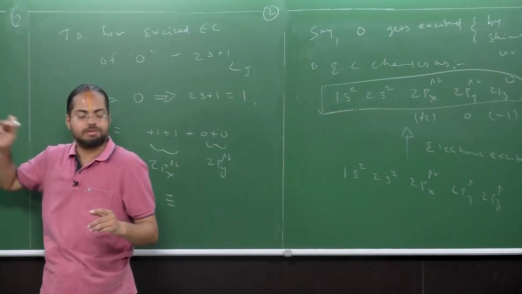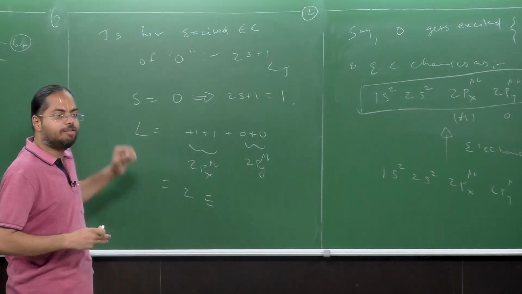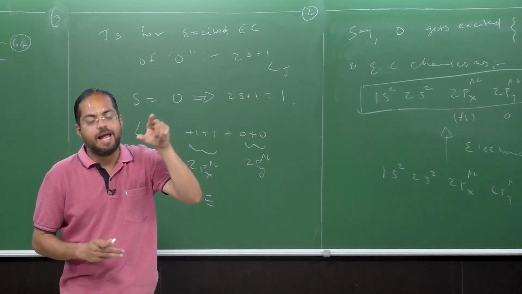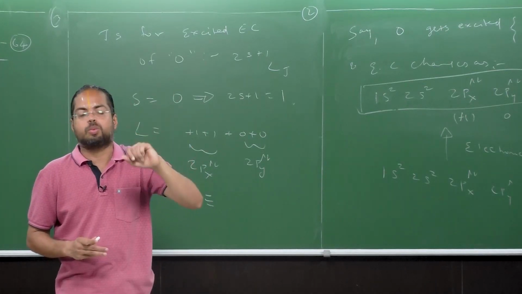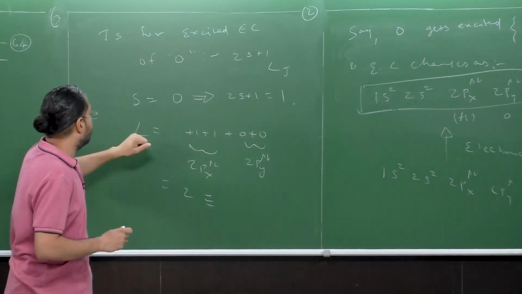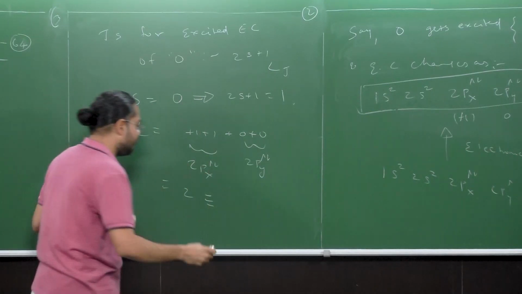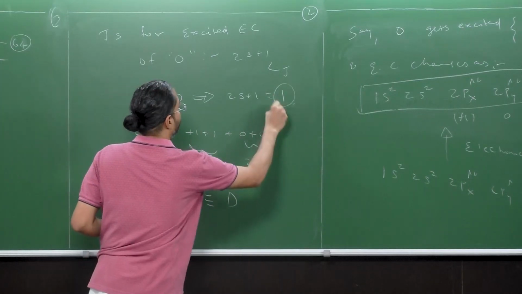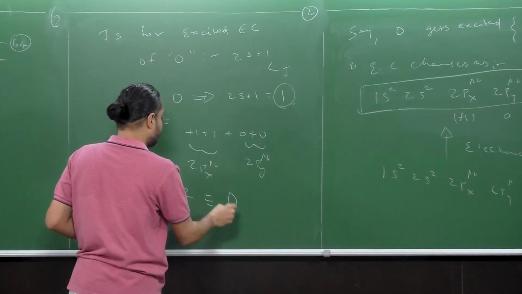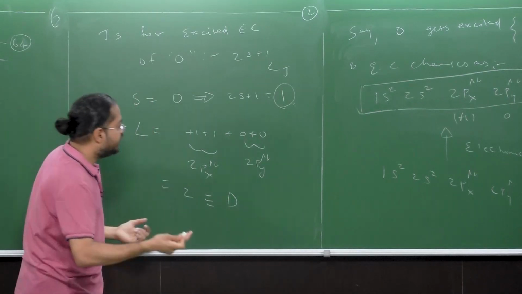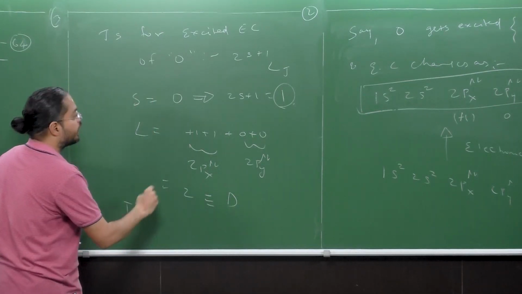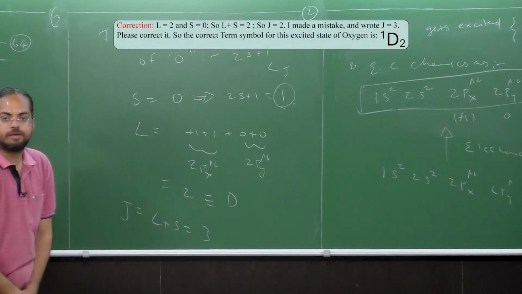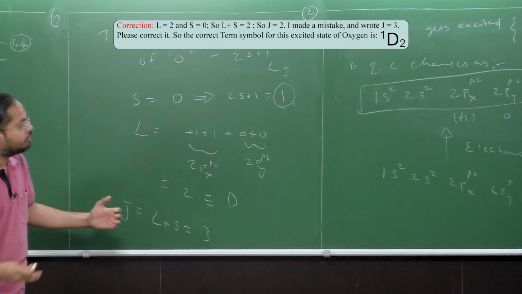So this is going to be 2, which is denoted by the symbol we saw somewhere in the previous lecture. Capital L equal to 0 corresponded to a capital S, capital L equal to 1 corresponded to a capital P, and capital L equal to 2 corresponds to a capital D. So therefore my 2S plus 1 is going to be 1, my capital L is D, and J is again going to be L plus S, which is 3. Are we clear, right?